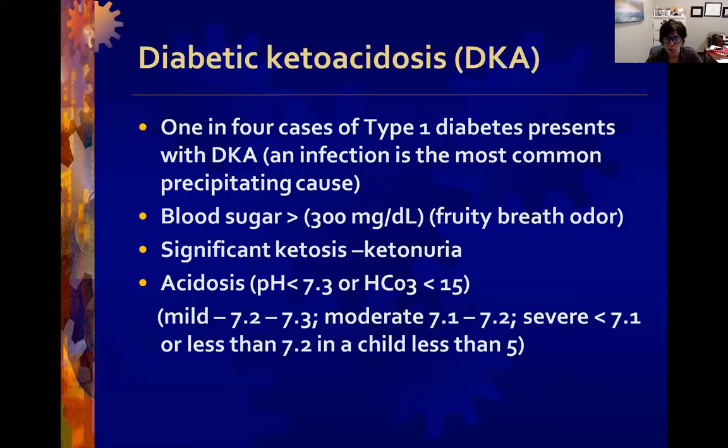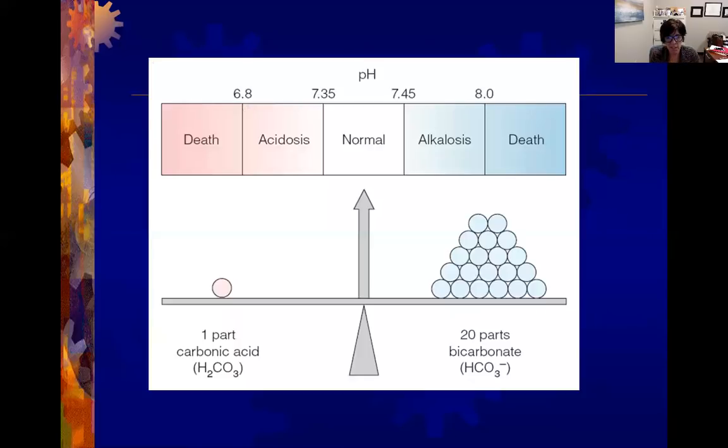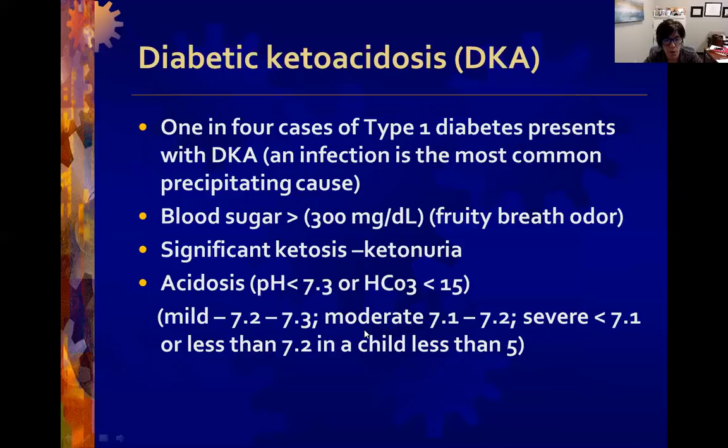So remember when we talked about ABGs, if your pH does not stay in the normal range between 7.35 and 7.45, you're going to die. So these patients that go into a diabetic ketoacidosis, their pH starts to go way down. And again, if you're at 6.8, death. So again, severe is less than 7.1.